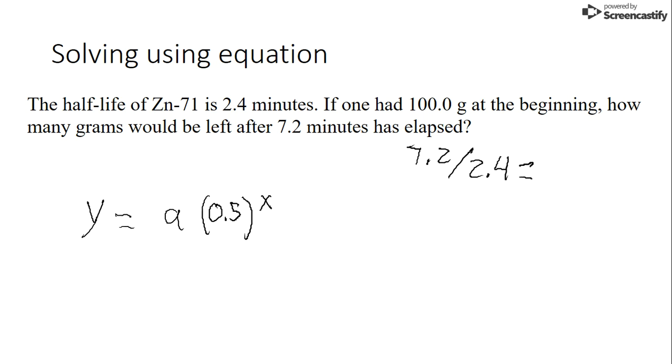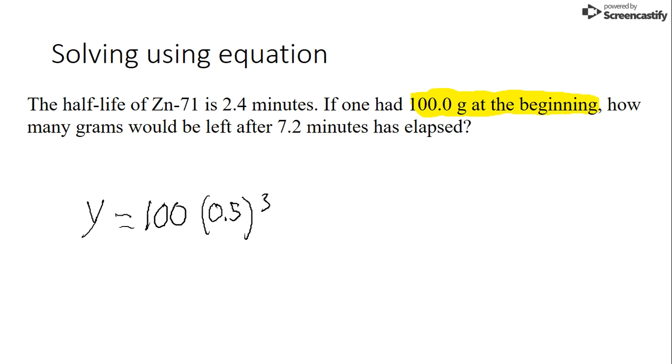So let's try to solve this one. The half-life of Zn-71 is 2.4 minutes. If one had 100 grams at the beginning, how many grams would be left after 7.2 minutes? So before we start plugging in the equation, we have to find the amount of half-lives. So we do 7.2 divided by 2.4, which gives us 3. So we plug in 3 for the amount of half-lives.